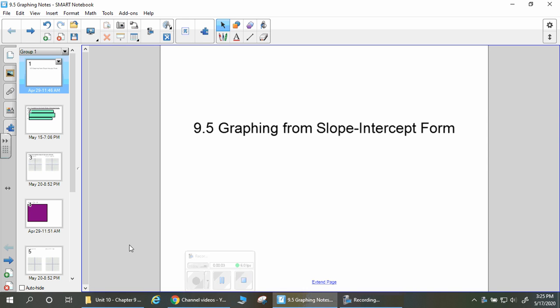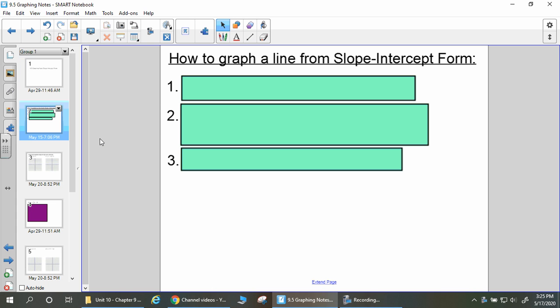All right, guys, so like I said, this is going to be our very last lesson for the year. Get excited. But our last lesson is going to be how do we graph these lines if we have our slope-intercept form from our last video. So there are basically 3 steps for how to graph a line in slope-intercept form.